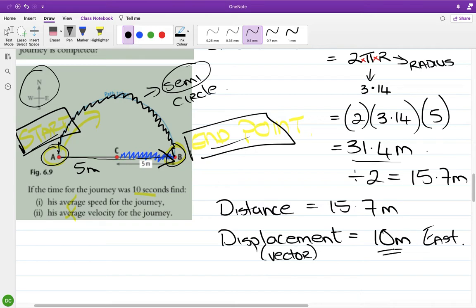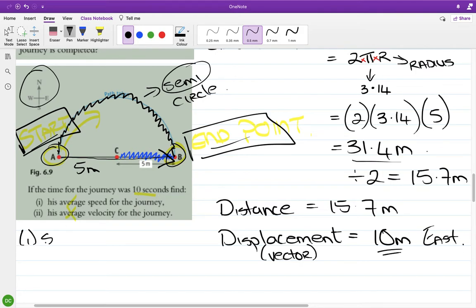The displacement was 10 meters, and you can't answer a displacement, because displacement is a vector, without a direction. So you have to put the direction he moved, which was from A to B, which is in an easterly direction. Okay? We were then asked, if the time for his journey is 10 seconds, find the speed.